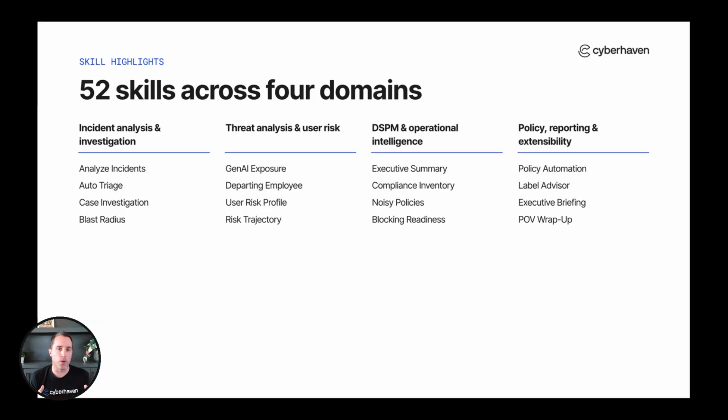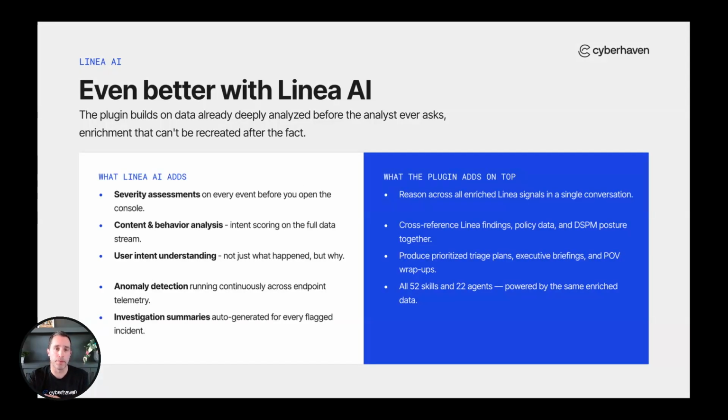There's a full set for DSPM and data posture, like data store and location risk and compliance inventory. There's the operational side of managing Cyberhaven, like environment and deployment health, noisy policy tuning and response metrics. And then the part that closes the loop and acts on what you find, with policy and dataset recommendation and reporting, from executive briefings to POV wrap-ups. The point is in the list itself, you don't have to memorize any of this. Just describe what you need, and then the right skill runs for you.